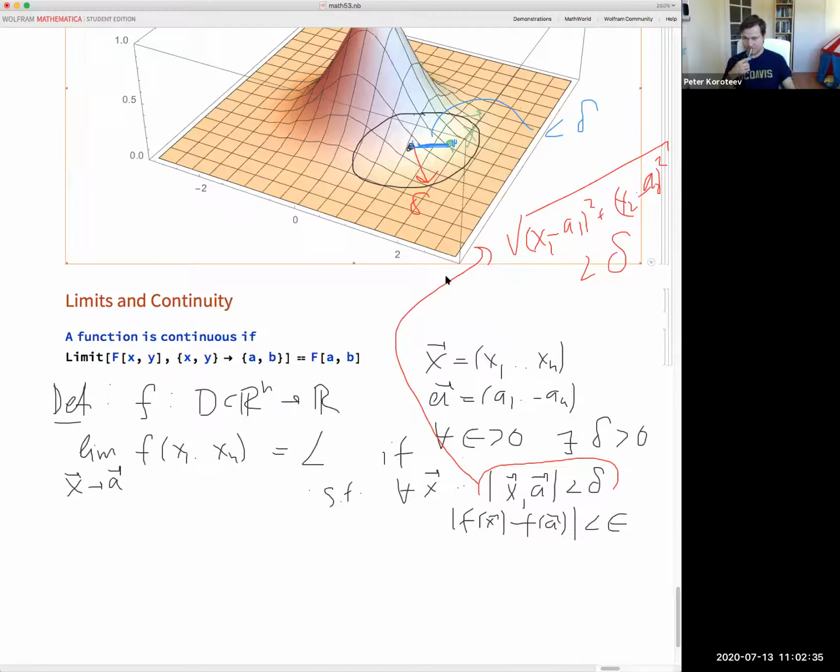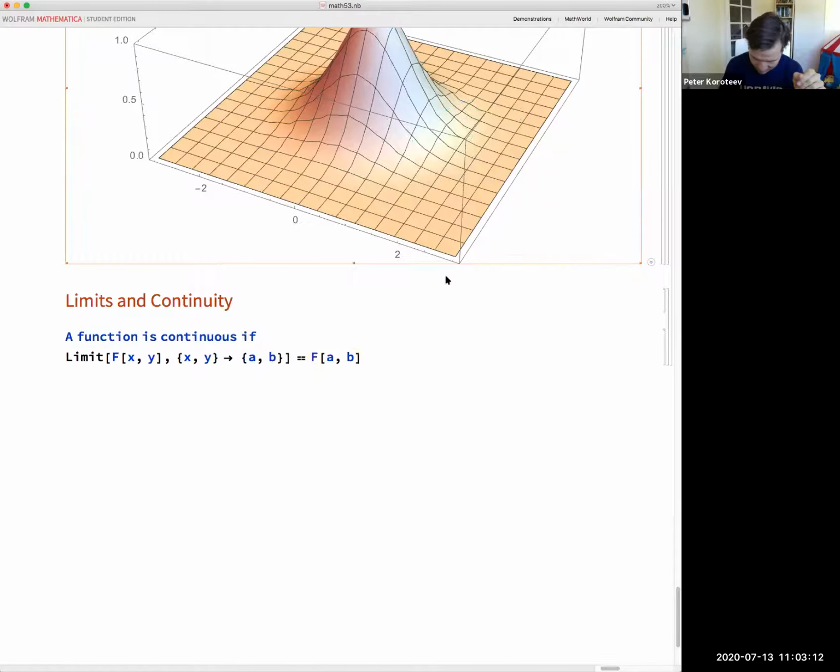Okay. And now the function is continuous if this L is equal to f of (a, b). The reason why I spent so much time on examples, I think it was just to illustrate this notion. So after having said this definition, let's look at the examples above and just illustrate where the function is continuous and where it's not continuous.